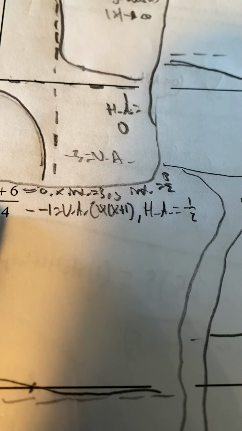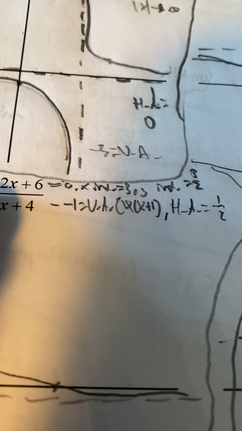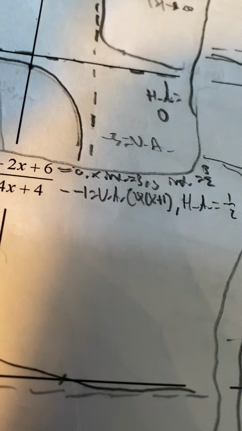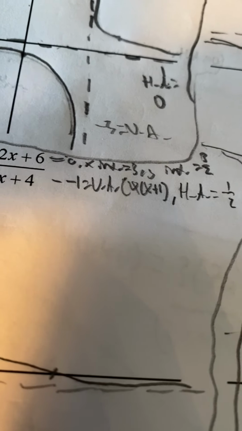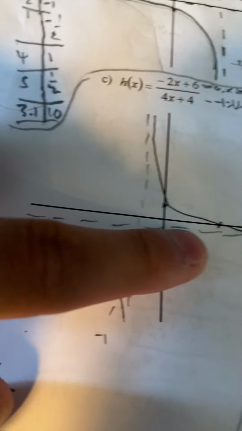Okay, next. -2x plus 6 on the numerator. So from that, you can set that to 0, and you can find the x-intercept is 3. And then you can set all x to 0 in the equation, and you can get the y-intercept of 3/2. So that's what I've written in here, 3/2, 3.